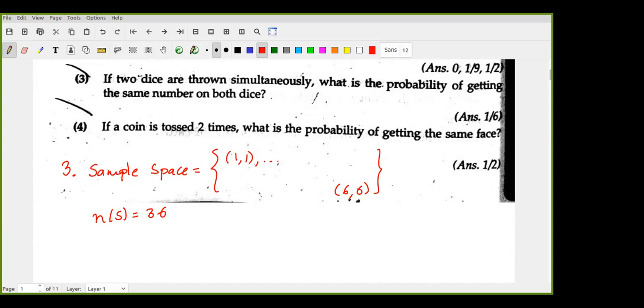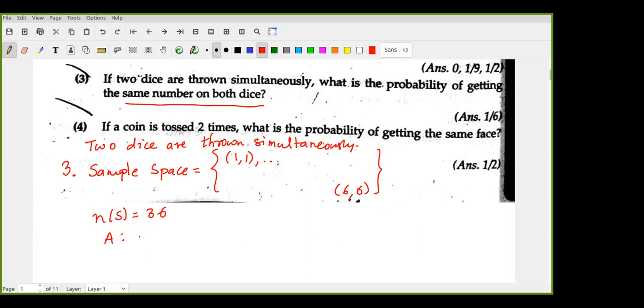I just missed one thing. You should always start like this: 2 dice are thrown simultaneously. And then the sample space is this, and our number of sample points is 36. Okay, now let us go to the specific question. What they're saying is the same number on both dice. So let us say A is the event, or if you don't like A, you can take whatever capital alphabet you want. Don't take S.